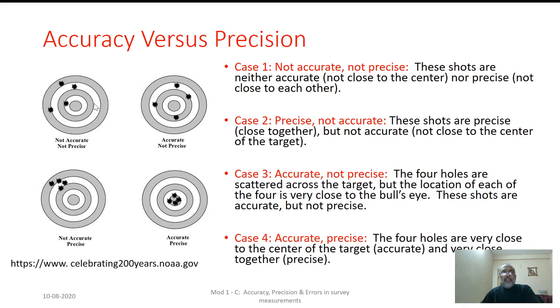Here, as compared to this particular case, the shots are close to the bullseye. Hence, as they are close to the bullseye, the shots can be considered accurate. But as far as their spread is concerned, they are away from each other and hence they are not precise.